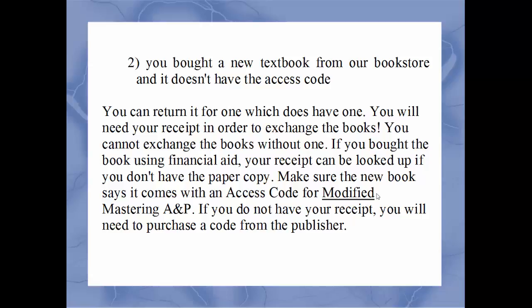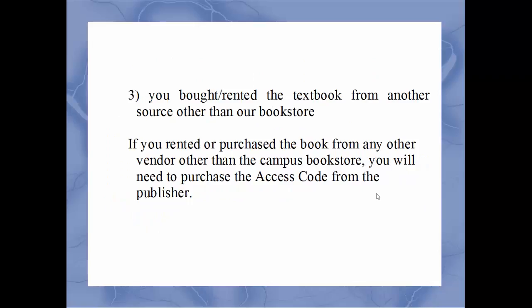And scenario number 3, you either rented the book or you bought it from somewhere other than the Gaston College bookstore, then you must buy the access code from the publisher. And there are 2 formats you can buy it in. One comes with an electronic textbook, and one doesn't. It depends on what you want. The one that has a textbook is a little more expensive than the one that doesn't, but of course you're getting more information and more resources.